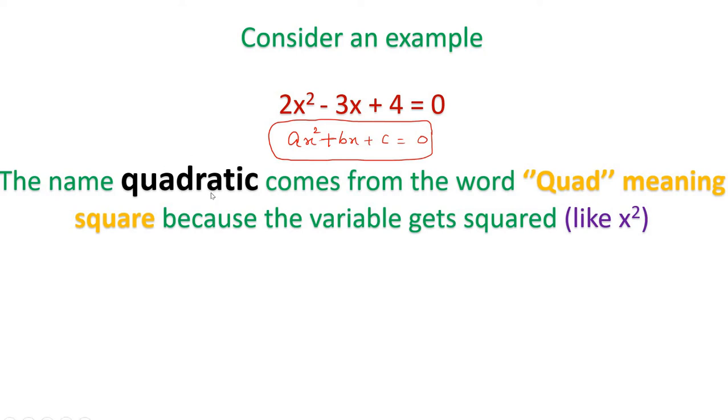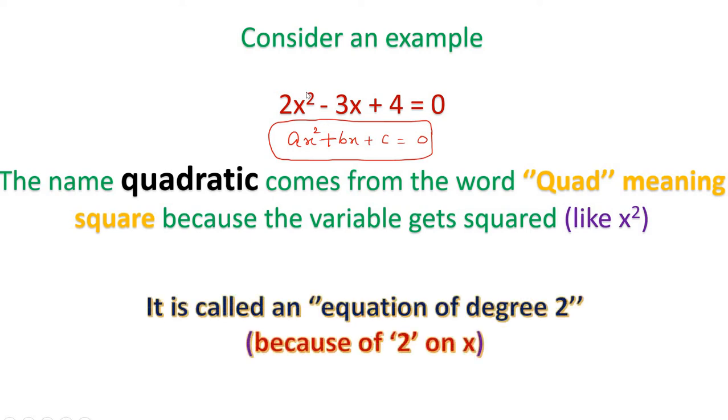The name quadratic comes from the word quad, meaning square, because the variable gets squared here, like x square. As I already told, when the power of x is 2, we call the term a quadratic term, and it has come from the word quad which means square. Here the power of x is 2, that means x is taken 2 times, so x is getting squared, so we call this a quadratic term.